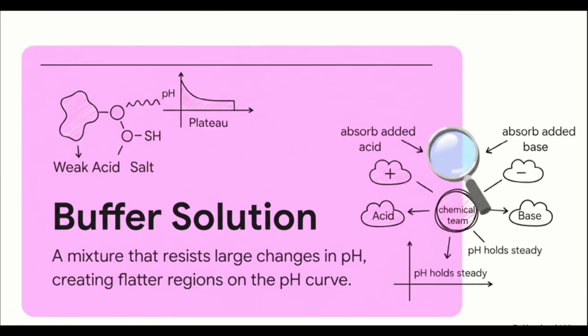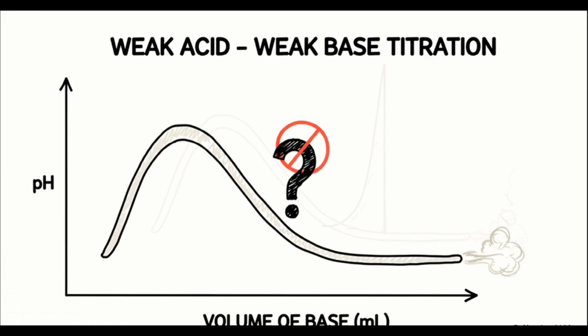Well, it's what happens when you have a mix of, for instance, a weak acid and its salt. They team up, like a chemical dynamic duo, and they soak up the extra acid or base you're adding. That's why the pH just holds steady for a bit, creating those flat plateaus on our map. Okay, but what if you mix a weak acid with a weak base?